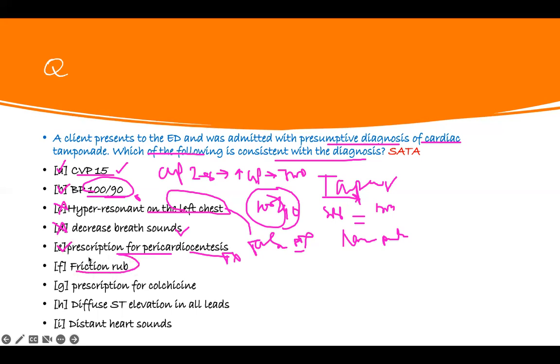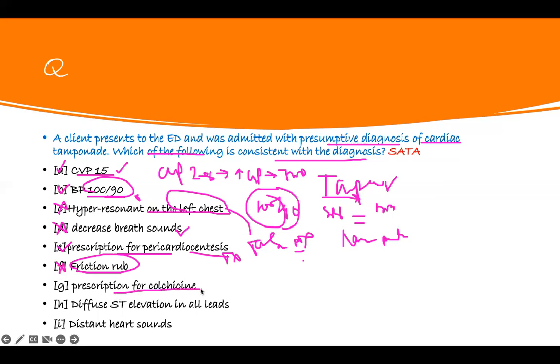Friction rub. There's fluid in the pericardium, but the pericardium is still smooth. So the pericardium can still slide on each other. They don't slide on each other if there's a pericarditis, the actual inflammation of the pericardium. And so this is acute pericarditis. So this is wrong.